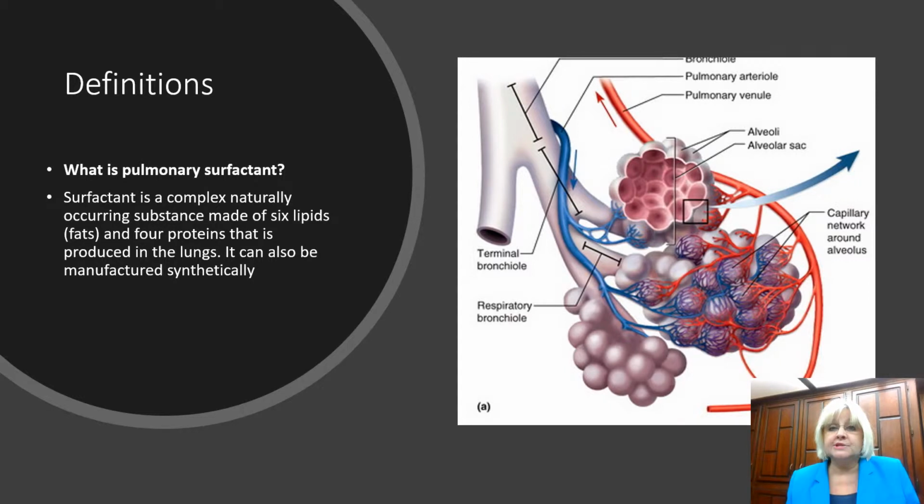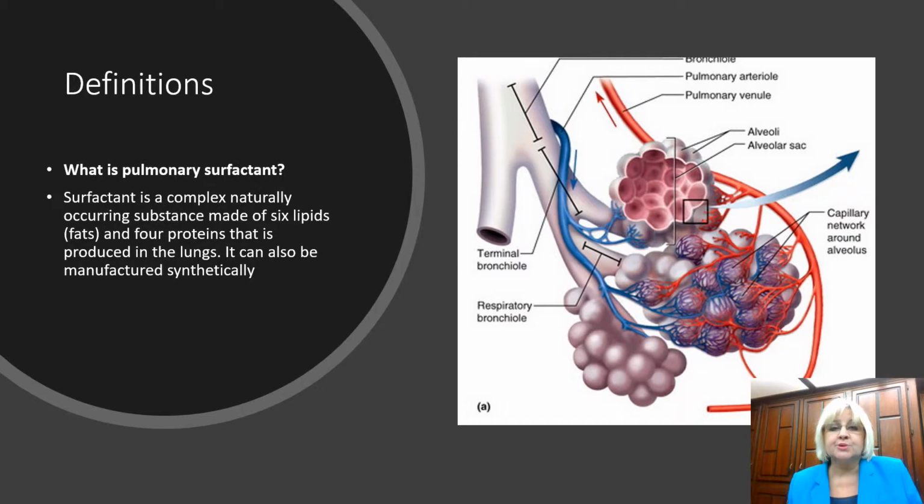These are the terminal air sacs where the gas exchange takes place. So carbon dioxide is breathed out while oxygen is breathed in. The hyaline membrane is a thin layer of cells that line the lung. The light pink bubbles in the diagram are your air sacs.